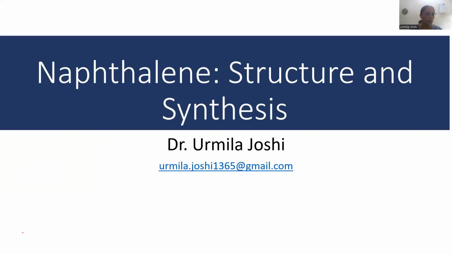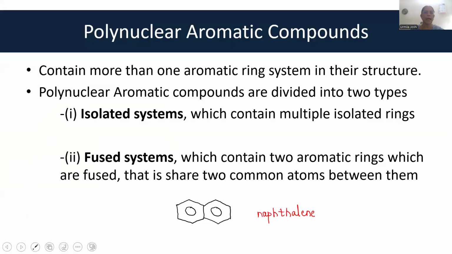So now let us see unit 4 in your syllabus, that is naphthalene structure and synthesis. After naphthalene, we will be seeing phenanthrene and anthracene. So naphthalene belongs to polynuclear aromatic compounds. They are also known as polynuclear aromatic hydrocarbons, or in other words, PAH.